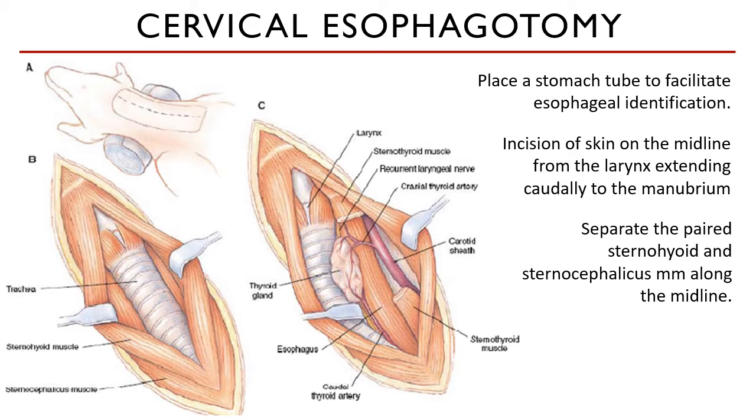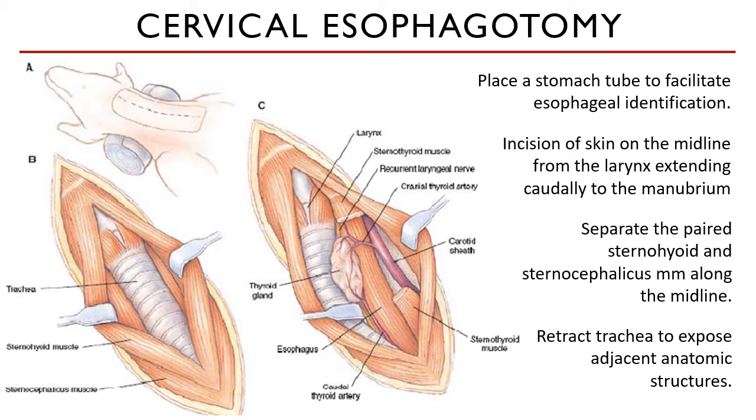You still remember what the manubrium is, right? Manubrium? That is the first segment of the sternum, correct. You must now separate the paired sternohyoid and sternocephalicus muscles to expose the trachea. Carefully retract the trachea to expose the adjacent anatomic structures.